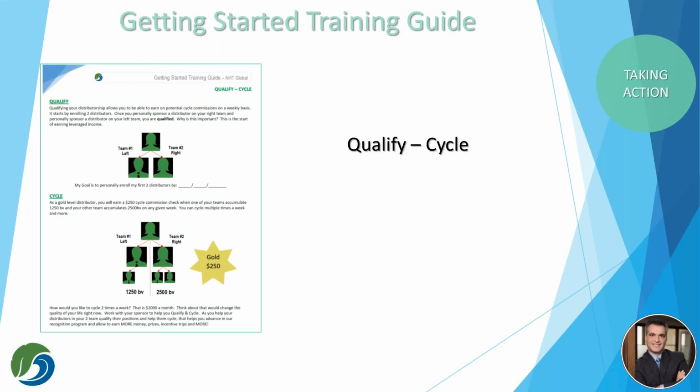So let's move on to an important part of the focus in generating that leveraged income: income paid to you from the efforts of people in your two-team organization. To get started on getting your cycle commissions, you want to quickly qualify your distributorship. You qualify your distributorship by enrolling 2 distributors. You sponsor a distributor on your left side, you sponsor a distributor on your right side. Now you are a qualified distributor, which means it's an opportunity for you now to earn cycle commissions.